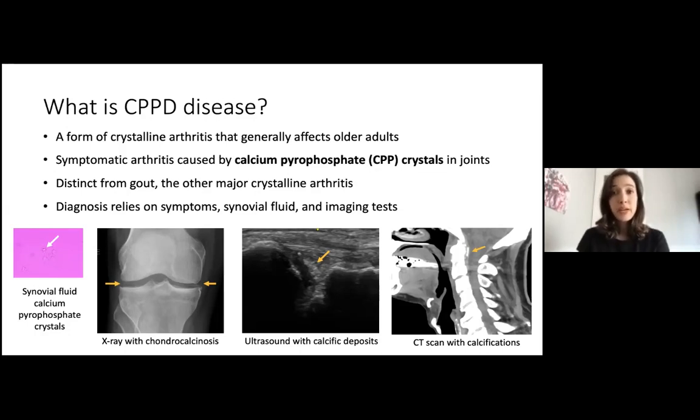Different imaging modalities can demonstrate the culprit crystals. On X-ray, we see evidence of chondrocalcinosis, which is calcifications in the meniscus or the hyaline cartilage. On ultrasound, we can see the calcific deposits in fibrocartilage, or also in hyaline cartilage. And on CT scan, we can see calcifications in ligaments or other affected areas.